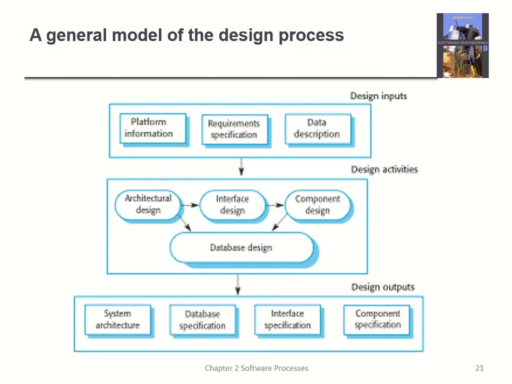This is the general model of the design process. Again, it has inputs, activities, and outputs. In the design input we have platform information, specification of requirements, and data descriptions. For the design activities we have four, or three, but integrated with database design: architectural design, interface design, component design, and database design.